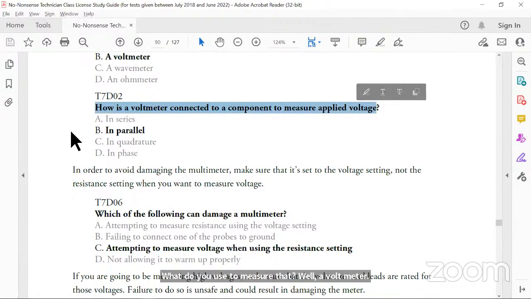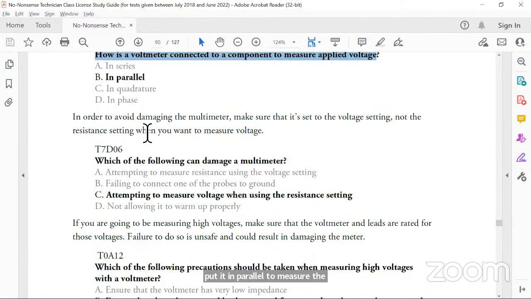Good. How is a voltmeter connected to a component to measure applied voltage? So we use the leads and put it in parallel to measure the voltage across the device.